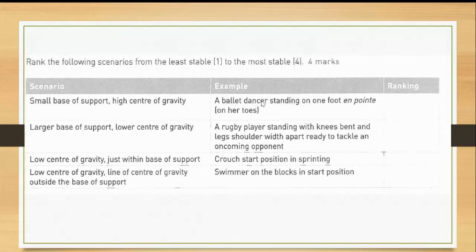It asks you to rank the following scenarios in terms of least stable to most stable. So you should take into account all the figures and all the different factors that we just went through. Pause the video now to try and see if you can do that.